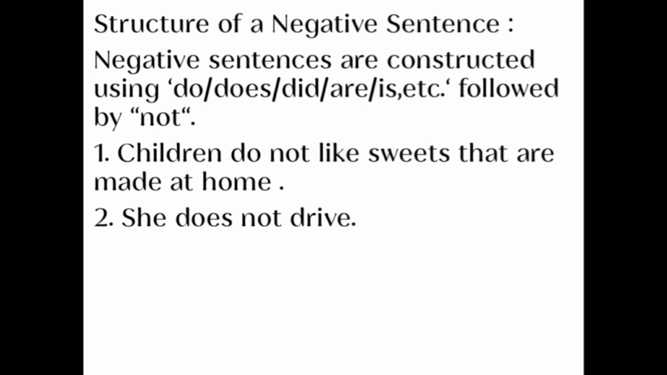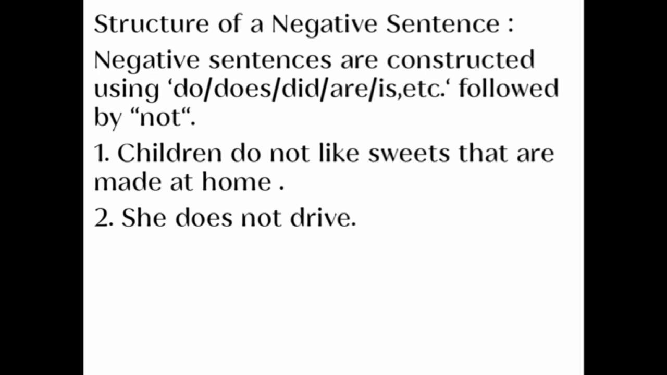Next we have structure of a negative sentence. Negative sentences are constructed using do, does, did, are, is, etc. and it is followed by not. For example, we have here children do not like sweets that are made at home. So do is followed by not. Children do not like the sweets that are made at home.